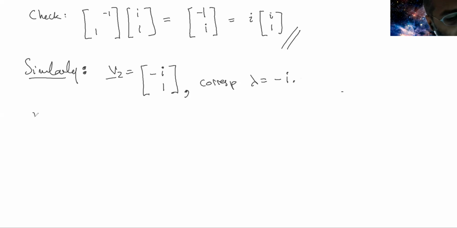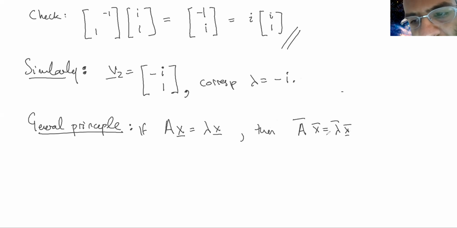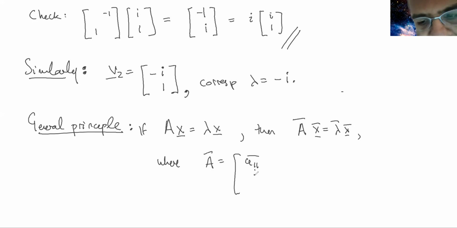So here's a general principle. The general principle is that if Ax equals lambda x for some complex eigenvalue and complex eigenvector, then the same is true if you take the conjugate of all the entries, where A conjugate is a matrix where you conjugate every entry.